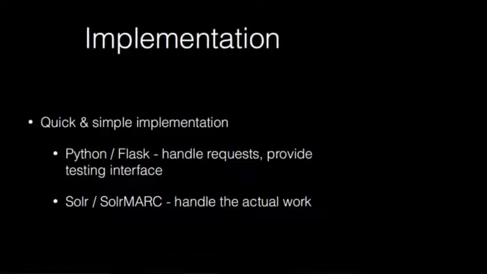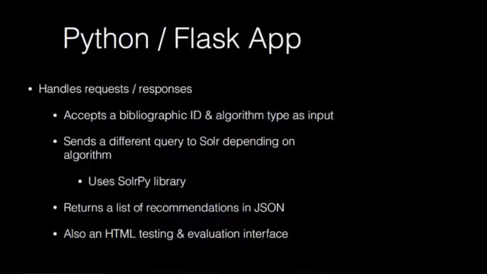There's really two parts to it. The first one's a Python application that just handles requests and provides a testing interface, and I'll talk about this in a second. And then we use Solr to handle the actual work. So the Python app is using the Flask micro framework. It just handles requests and responses. It accepts a bibliographic ID of an item as input, as well as the algorithm type that we want to use.